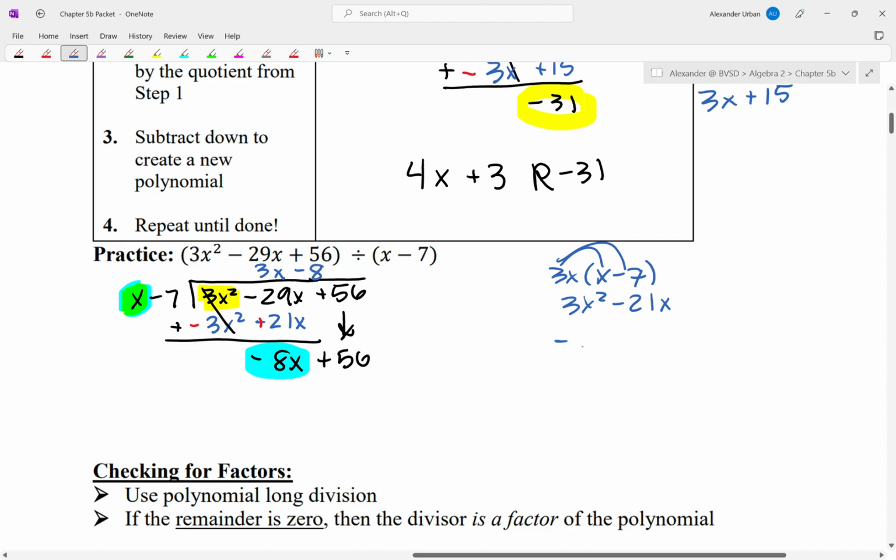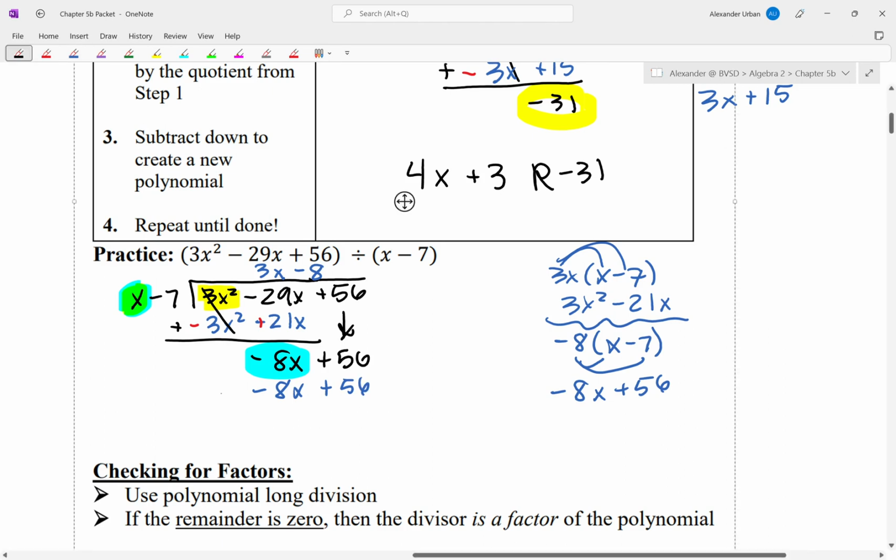So I have a negative 8 times x minus 7, because that's my factor that I'm hoping will fit, hoping it'll work. It'll be the key to unlock this door. I'm going to distribute it. So I have a negative 8x plus a 56. Ooh, they match. Negative 8x plus 56. I'm going to add the opposites. So this becomes a plus. This one becomes a minus. That goes away. Oh, they all go away, and I have a remainder of 0.